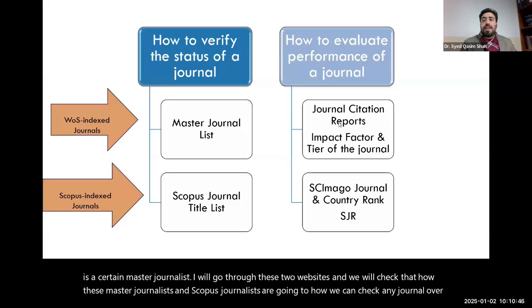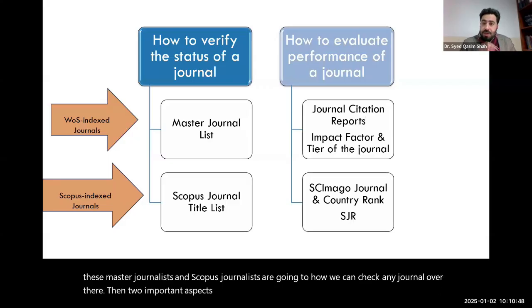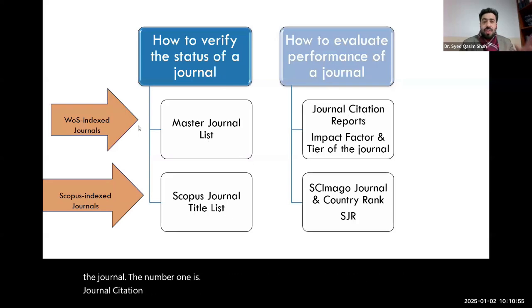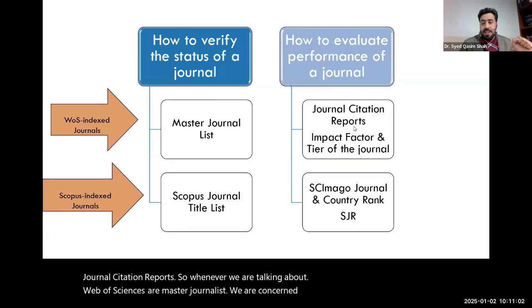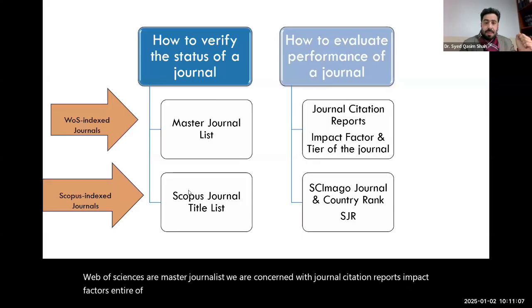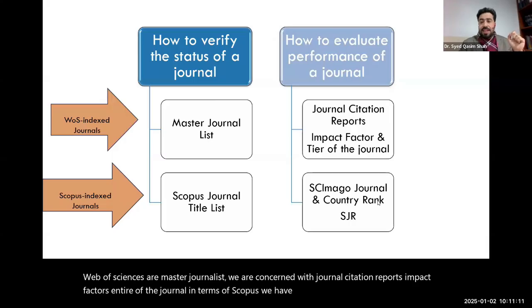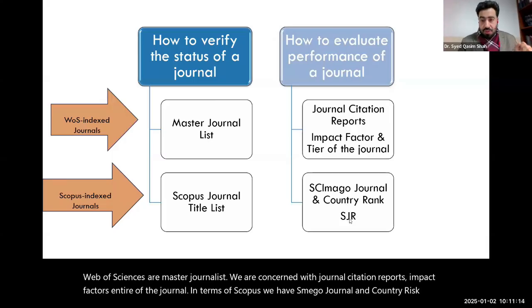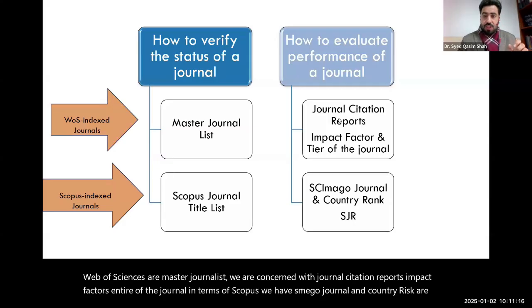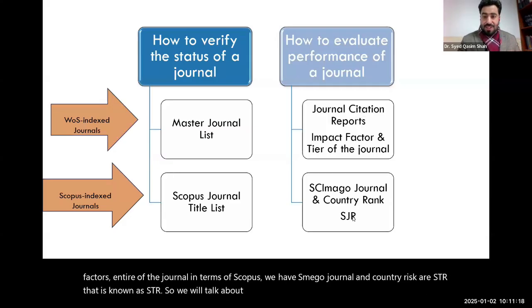Then two aspects are very important in order to evaluate the performance of the journal. Number one is Journal Citation Reports. Whenever we are talking about Web of Science or the Master Journal List, we are concerned with Journal Citation Reports, impact factors, and tier of the journal. In terms of Scopus, we have SCImago Journal and Country Rank, known as SJR. So we will talk about JCR and SJR.